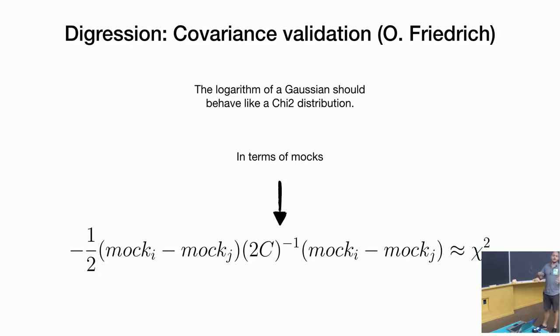If you do some back of the envelope math, you can see that actually twice the usual covariance using the data model with the fixed cosmology is exactly the covariance that we need here. If we show that this behaves like a chi-squared, the game is done. And we can say, okay, the covariance is good, we can do our analysis.